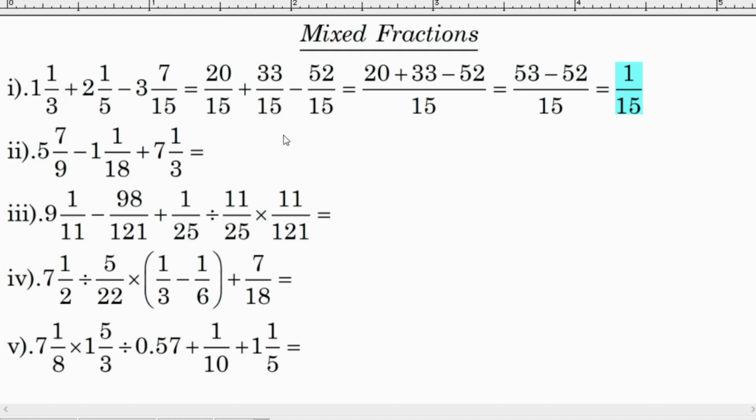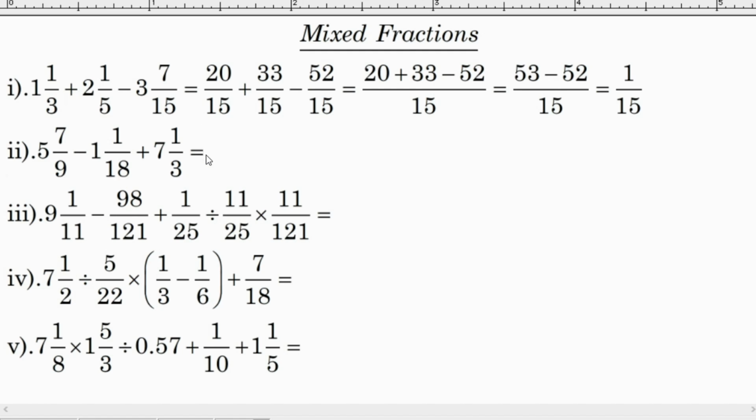Alright, now let's move to question number 2. What we have to do is like question number 1: we have to turn the mixed fractions into normal fractions. But I don't want to show you the same trick, so we will study a new trick in this question.